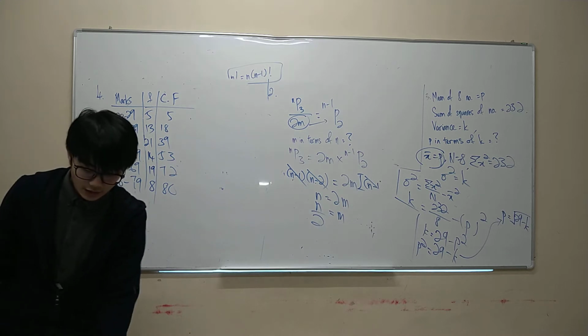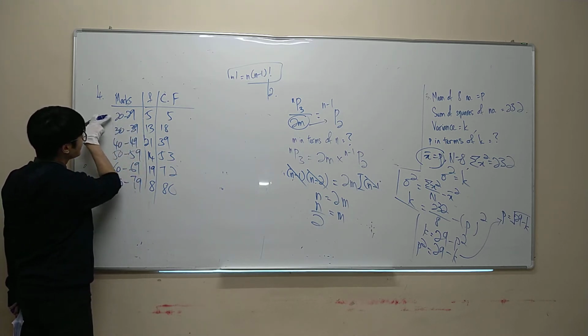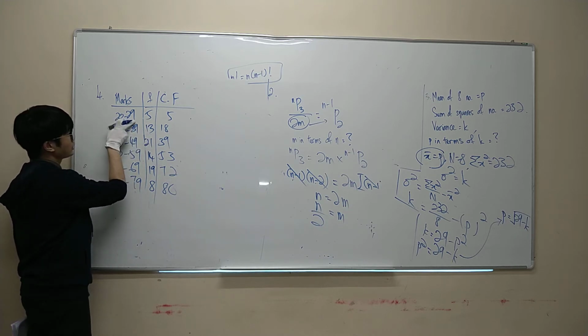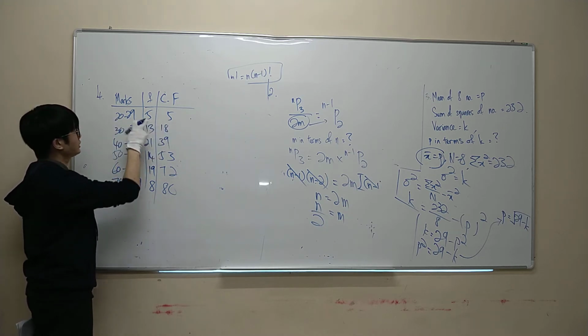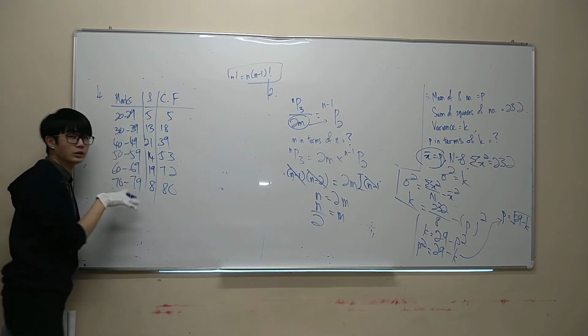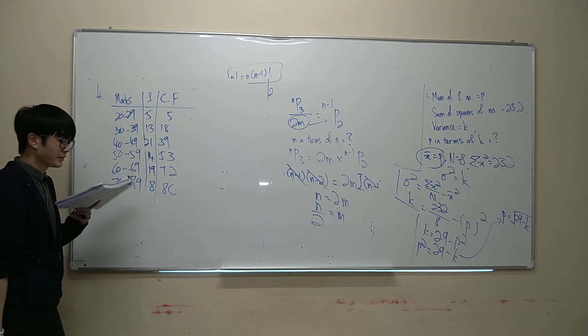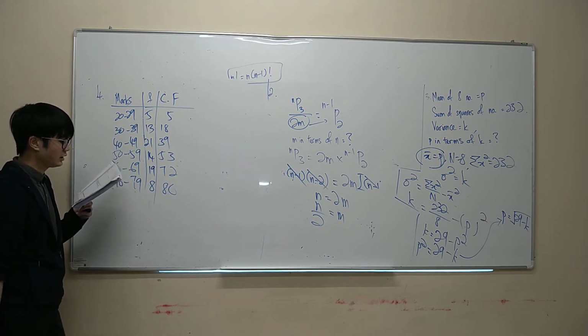Alright? Okay, after you get the frequency, you know how many students. So it means that for students that get 20 to 29 marks, there's 5 students. 13 students that get 30 to 39 marks, and so on. And you have to realize that this is grouped data. So let's keep reading here.